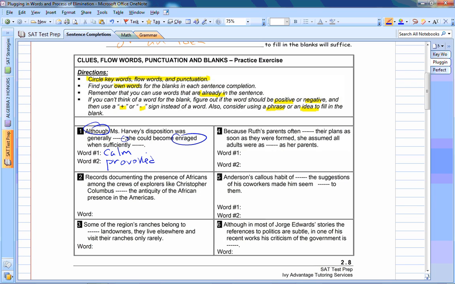So let's try number 2. Records document the presence of Africans among the crews of explorers like Christopher Columbus, blank the antiquity of the African presence in the Americas. So these records document the presence. Antiquity, that's a key word, almost means history, because it sounds like antique, or old, or heritage.